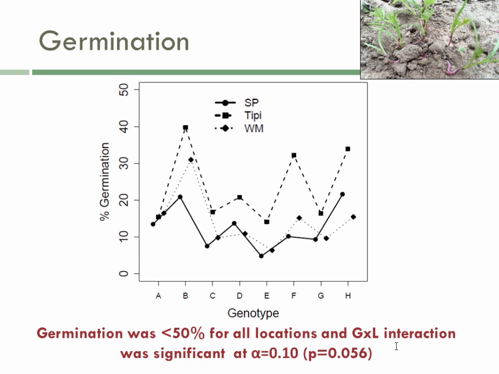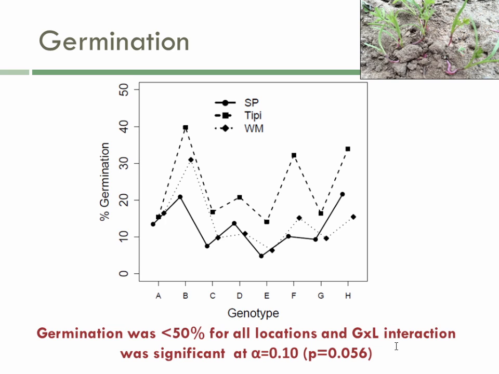Looking at germination, this is a really depressing graph. I had less than 50% germination in all of my locations for all of my genotypes. I had originally aimed to plant thick and thin down to my target densities, but I didn't actually reach the targets. So these are the 8 genotypes, percent germination, and then the 3 locations. And there's also a significant genotype by location interaction, with some varieties very stable and some showing a lot of variation among locations.